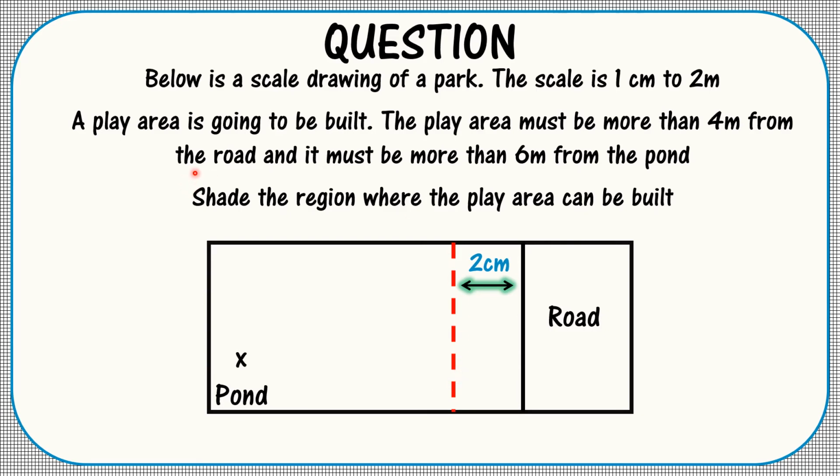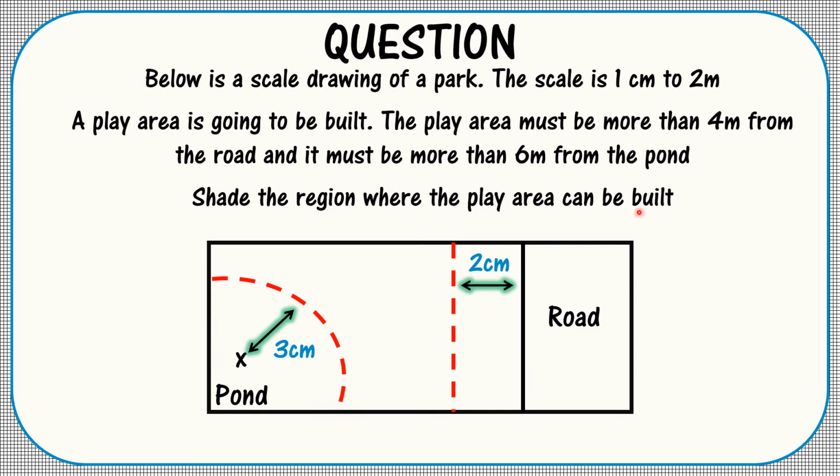The next piece of information is it must be more than 6 meters from the pond. So if it is 6 meters and the scale is 1 centimeter to 2 meters, you know that it has to be 3 centimeters away. So as this is a point, you know that it will be a circle. So you draw a circle which is 3 centimeters away from the pond, which is shown by this red line here.